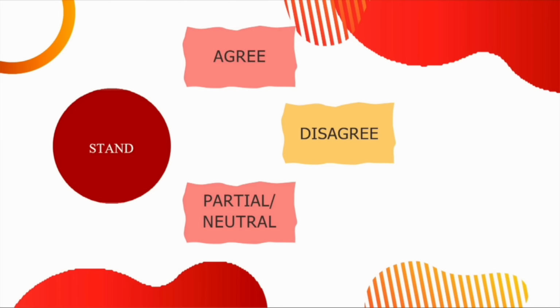But students, please be advised that you have to avoid being vague. Don't write something like this, for example, this issue has pros and cons. And let's be clear, the examiner wants to know your position from the start.